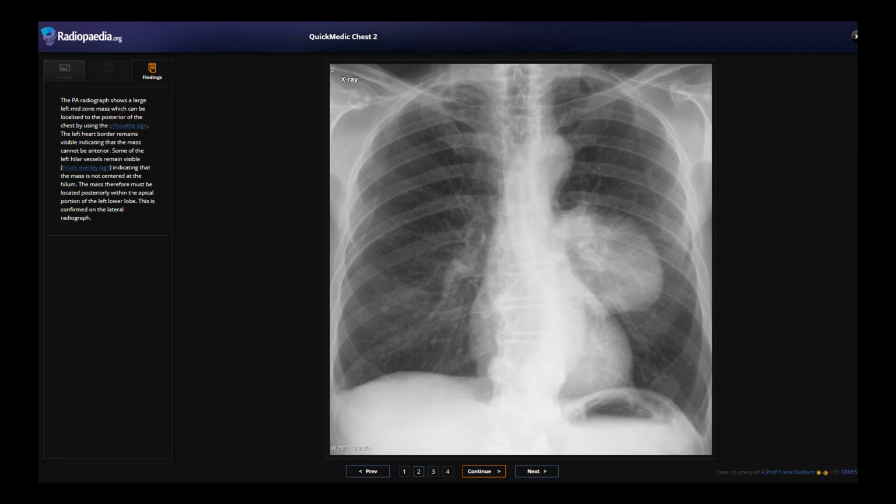The mass therefore must be located posteriorly within the apical portion of the left lower lobe. This is confirmed on the lateral radiograph. So let's talk about a couple of things that are mentioned there.